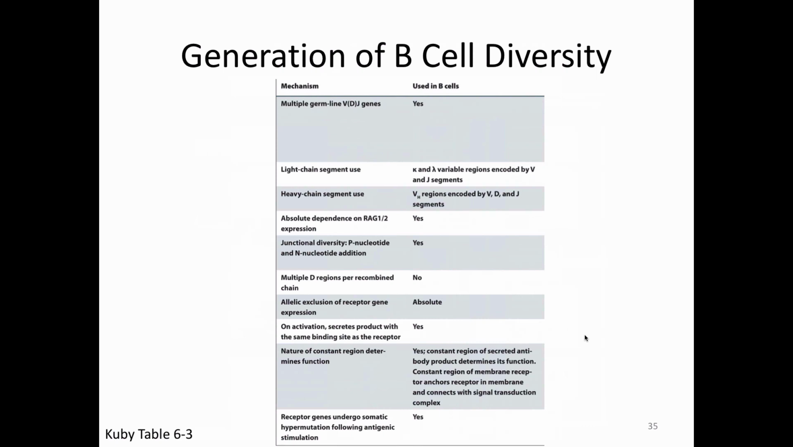And this is an overview of the mechanisms that make B cell diversity. This is table 6-3 from your textbook, a cropped version of it, because this table actually shows you all the mechanisms of B cell diversity and T cell diversity and compares and contrasts. Obviously, we are not ready for that yet, but it is a nice summary. We're going to see heavy chains, we're going to see light chains, we're going to see VDJ, we're going to see junctional diversity, and all of those types of processes. Some of these things on this list are going to differ for T cells.